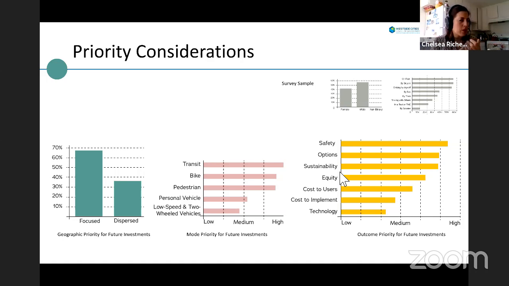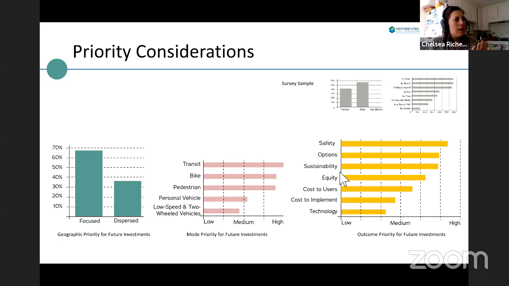So we asked about that question, or that sort of priority trade-off. And then the middle graph shows this modal priority trade-off: transit, bike, pedestrian, personal vehicle, which we consider to be your own vehicle, as well as potentially taking a TNC, an Uber or Lyft by yourself. And then low speed or 2-wheeled vehicles. So that's scooters, skateboards, all of the other variety of wheeled non-bicycle vehicles that people are using to get around these days. And you can see how the survey results ranked up here.